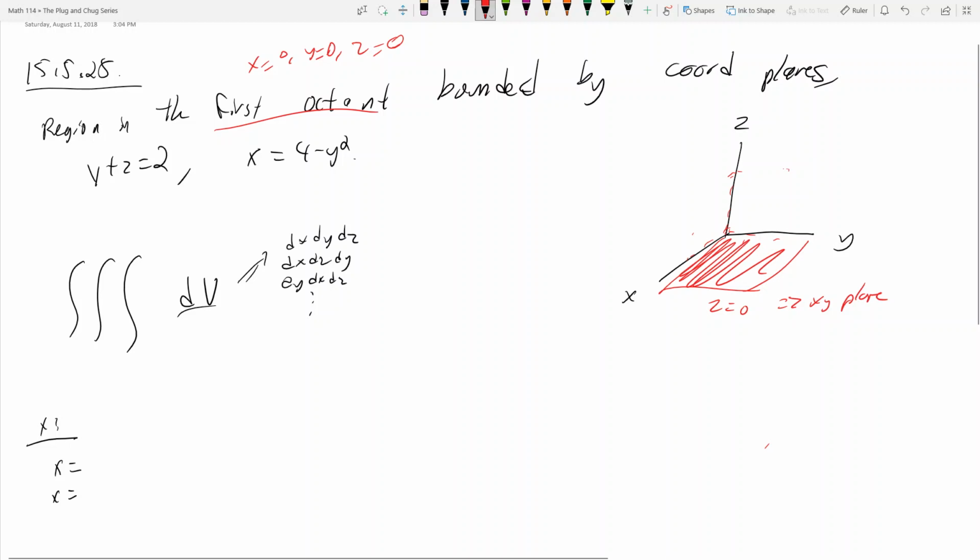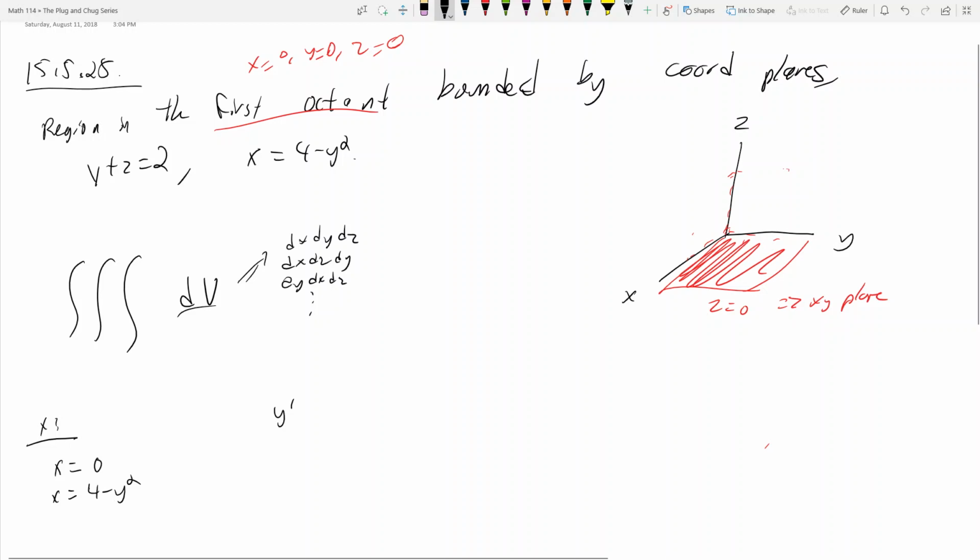Now we just need to pick out all the equations that have x equal to something. What are they? I have x equal to 0, which is part of my first octant bound. So I have x equal to 0, and then I have this equation, x equal to 4 minus y squared.